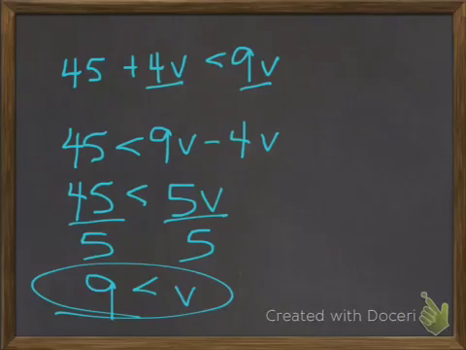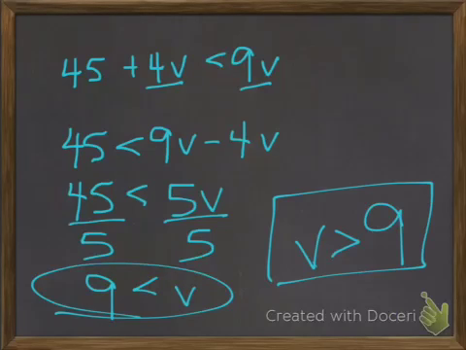For me, it's kind of hard to process. I'm not sure why, so I like to write it with the variable first, and you have to make sure you get your sign correctly. v is greater than 9. Either way works.